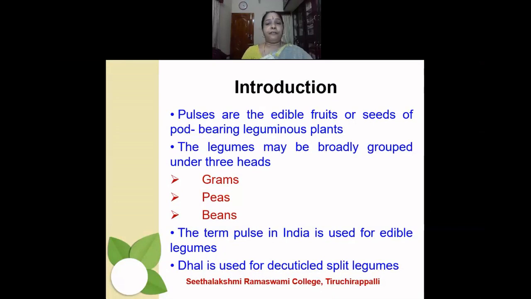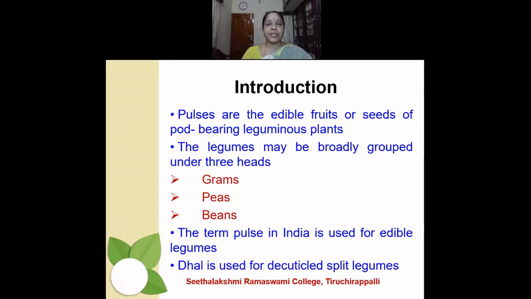Pulses are the edible fruits or seeds of pod-bearing leguminous plants. You would have studied about the leguminous plants in your lower classes in botany. The legumes may be broadly grouped into three types. They are the grams, peas, and the beans. So these are the three varieties under the legumes.